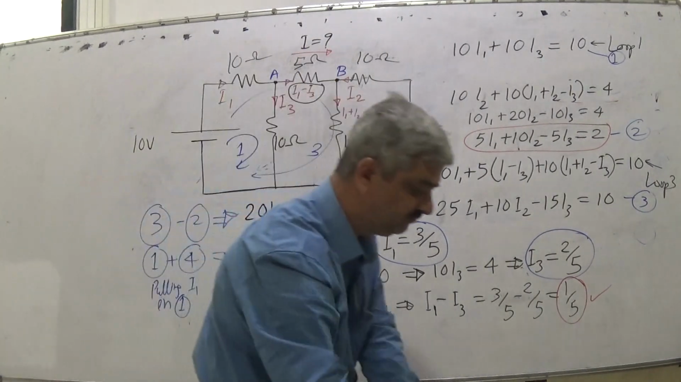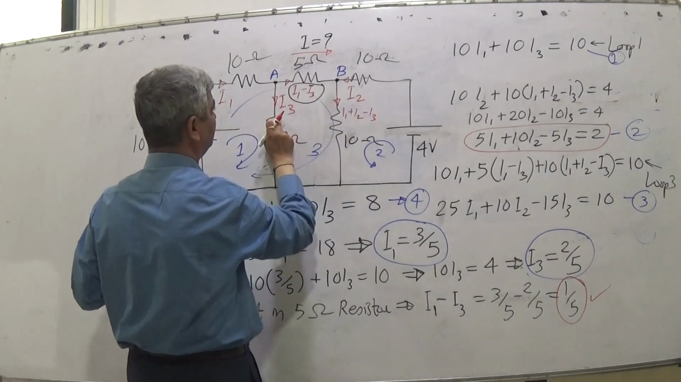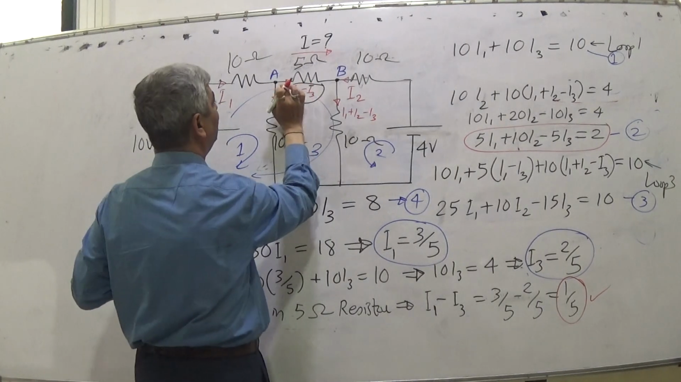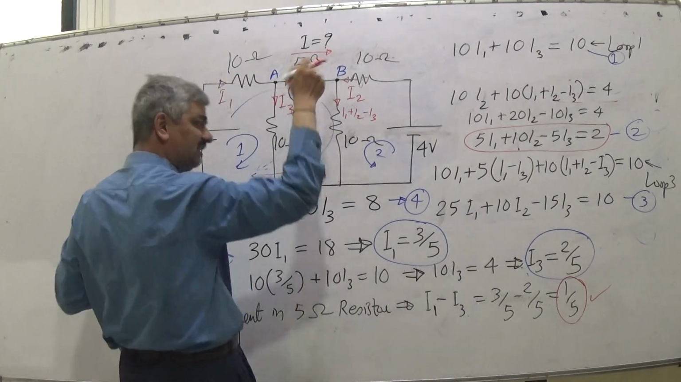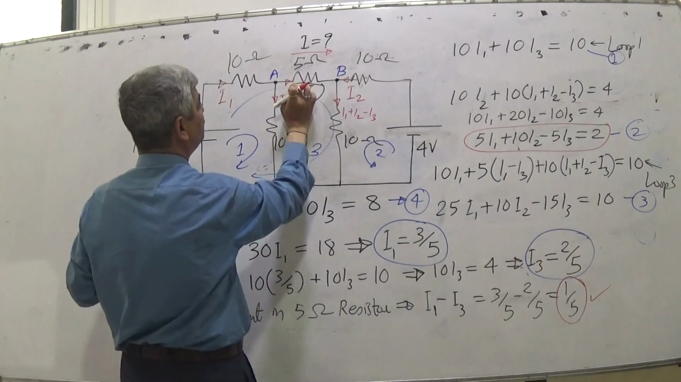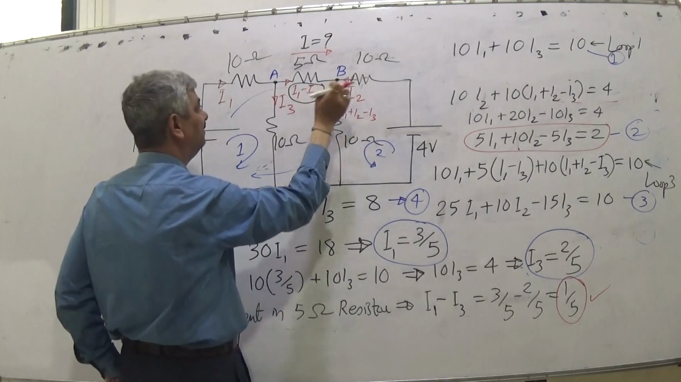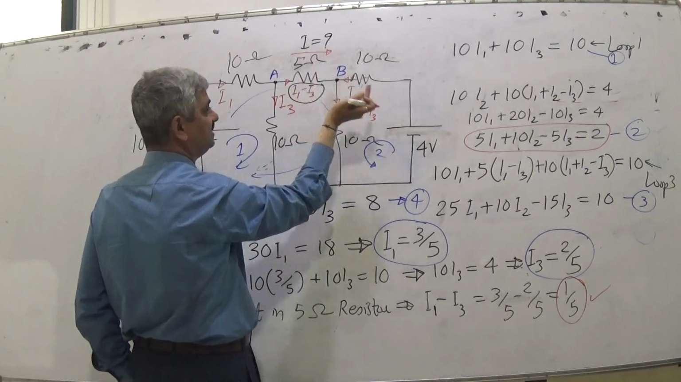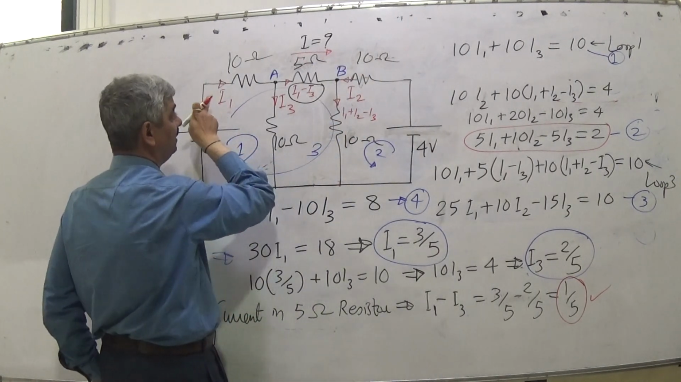Then I have assumed I1, I2, I3. This was given to me by KCL. I1 direction I have assumed, I2 direction I have assumed, I3 direction I have assumed. This was given by KCL. Then at this node B, this is I2, and this is I1 minus I3 in this direction. So what is KCL? Currents incoming equal currents outgoing.